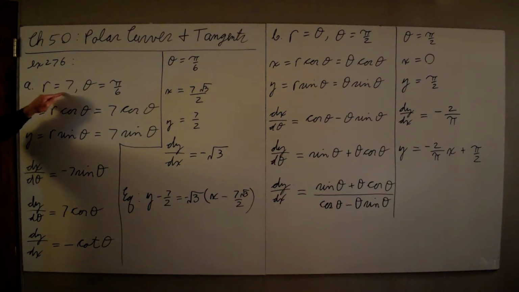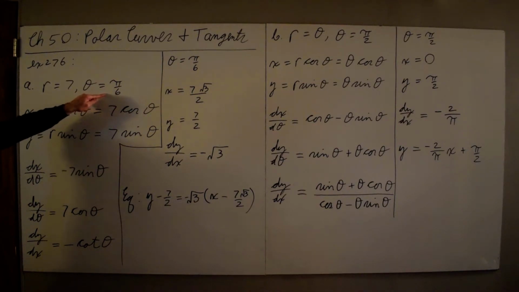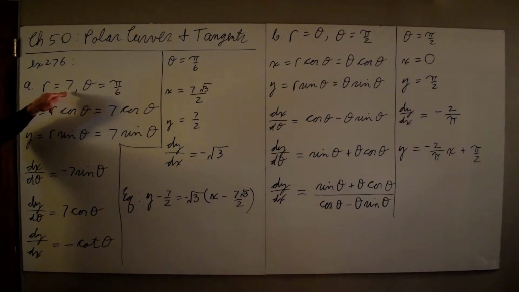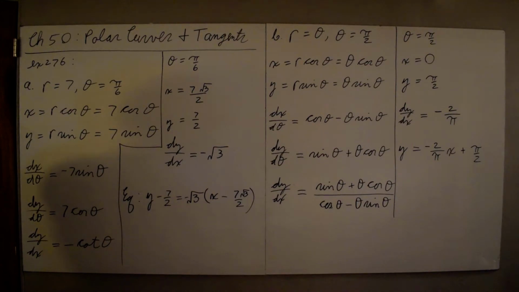Now we know in polar coordinates that's just the circle centered at 0, 0 of radius 7, because r is constantly 7. And we want the equation of the tangent line at the point where theta is pi over 6. So this will be the point (7, pi over 6) where we want the equation of the tangent line. And we'll give the equation of the line in rectangular coordinates.